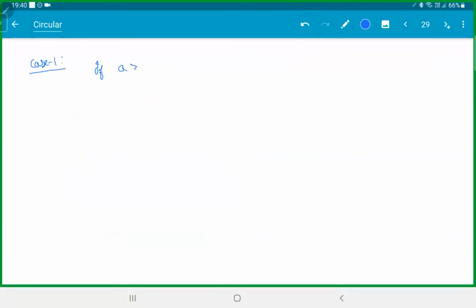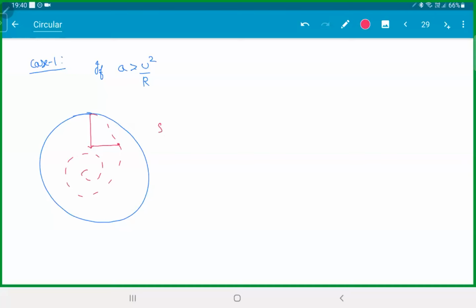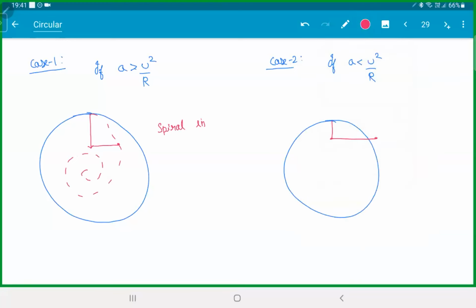If the acceleration is greater than u square by r, meaning you provide more acceleration than required, what will happen? You will fall more inside, but you'll go less outside. So the particle will actually spiral in. If acceleration is less than u square by r, meaning you provide less acceleration than required, you will fall in, but you'll go more outside. They're actually spiraling out.